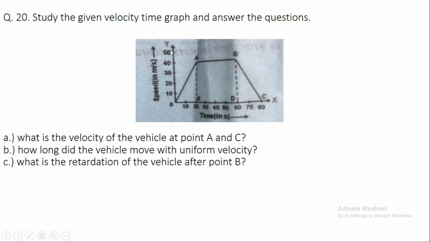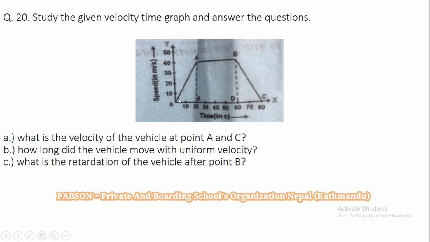The velocity time graph is given here, and on the x-axis there is time in seconds, and on the y-axis there is the speed or magnitude of velocity in meter per second. The graph goes from 0 to A, B, and then to C. AE is drawn perpendicular to OX, and obviously BD is also perpendicular to OX. The question to be answered is number A, what is the velocity of the vehicle at points A and C?